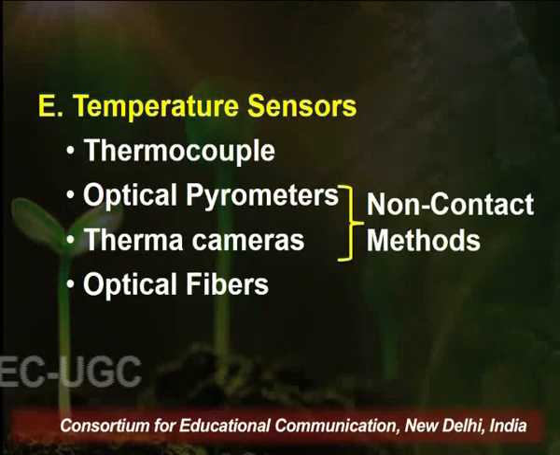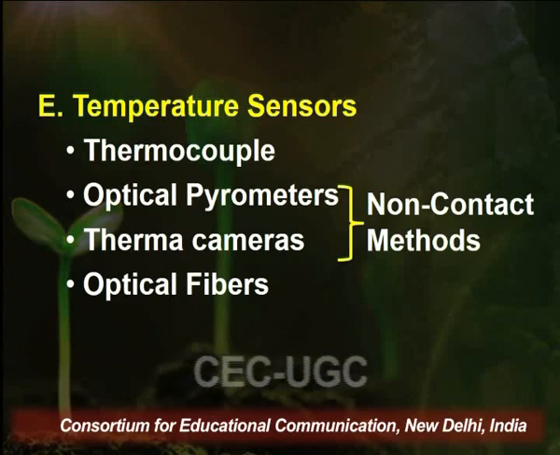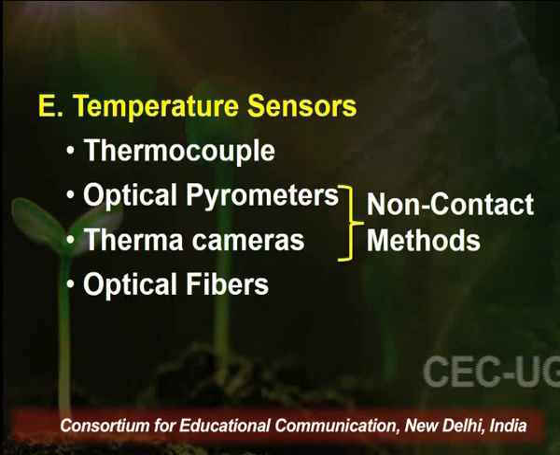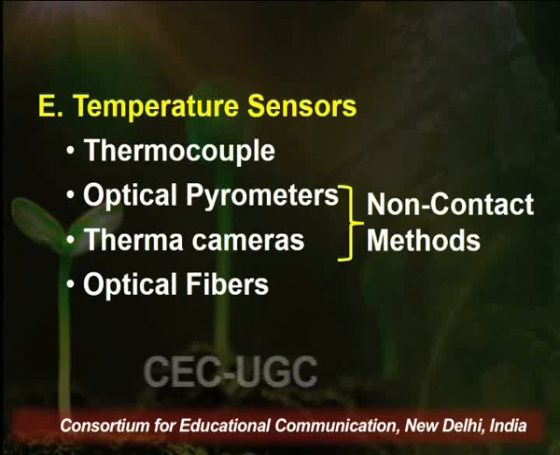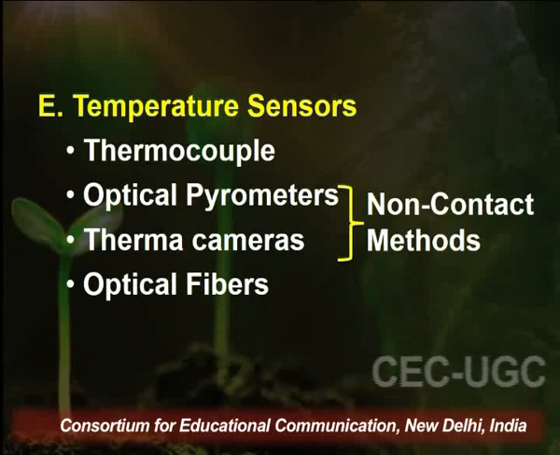So friends, in continuation with the lecture on microwave assisted extraction, today we will discuss the other components that are involved in a microwave reactor or extractor. The next component is the temperature sensors, and there are different types of temperature sensors used in microwave extractors: thermocouple, optical pyrometers, thermal cameras and optical fibers. Amongst these four, optical pyrometers and thermal cameras are non-contact methods, as they are not in contact with the material under microwave irradiation.